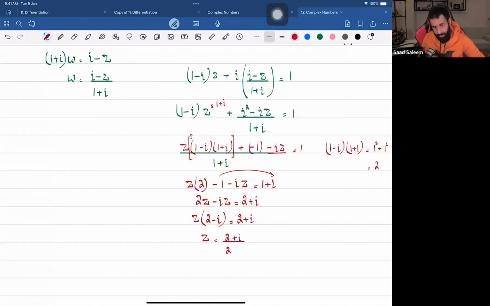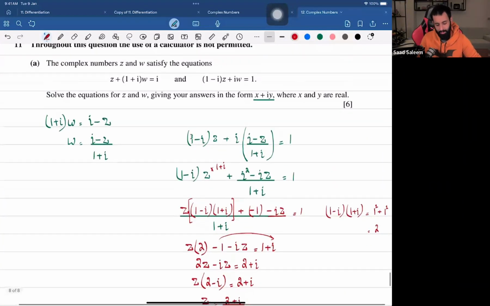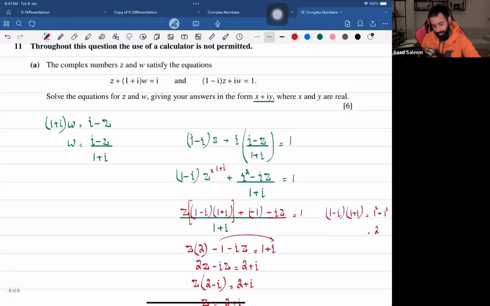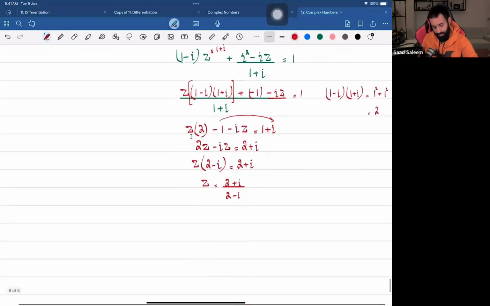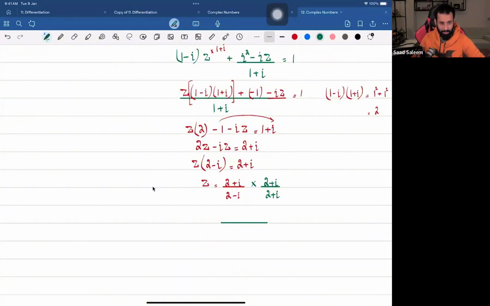But can we leave our answer like this? No, we cannot, because the question says that we're supposed to give an answer in this form, which is x plus iota times y, which means now we have to rationalize it, but that's the easy part. We multiply this by 2 plus iota, and we multiply this also by 2 plus iota. As far as the denominator goes, we know exactly what happens to the denominator. The denominator becomes 2 square plus 1 square.